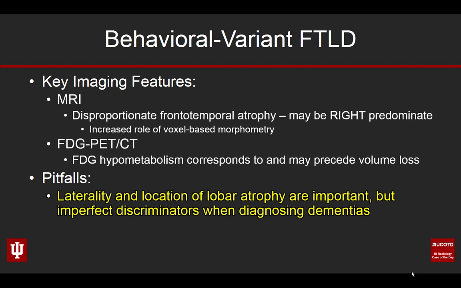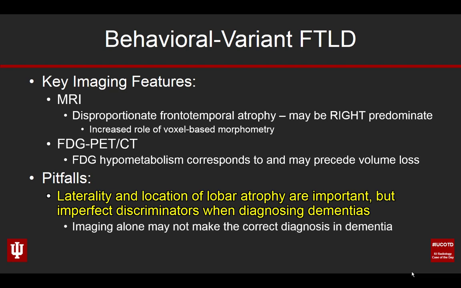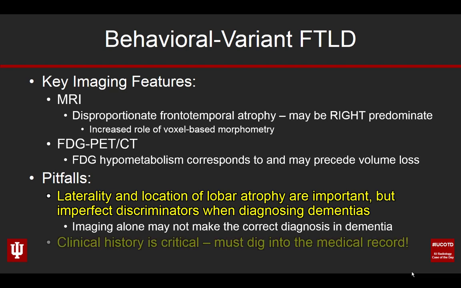A couple pitfalls to keep in mind. While laterality and location of lobar atrophy are very important, you must keep in mind that these are imperfect discriminators when diagnosing dementias. So the imaging alone may not make the correct diagnosis. Again, I think these are incredibly useful tools. It's always something that I'm on the lookout for in patients with dementia or memory loss, trying to determine what lobes have atrophy, and if there is laterality, just keep in mind it's not an entirely perfect system.